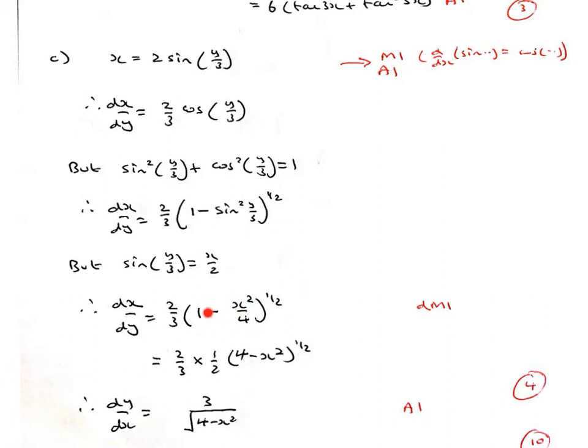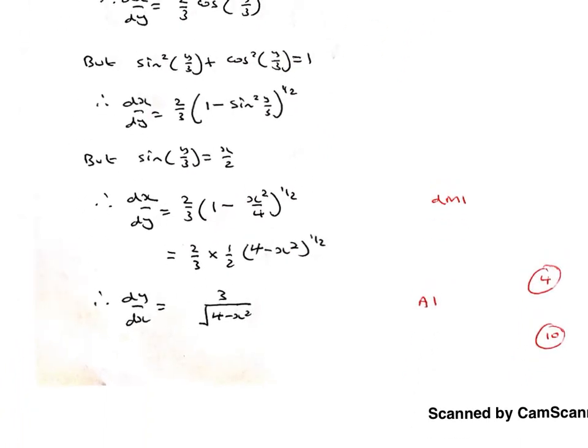Let's put this all over one denominator. It's 4 minus x squared over 4. The square root of 4 is 2, so that's where that 2 has come from. It's 2/3. Square root of 4 is 2, and I've got that part there. Let's move up a little bit. And then the 2's cancel. 1 over 3 is a third. And then dy by dx is 1 over dx by dy. And then we get our answer.